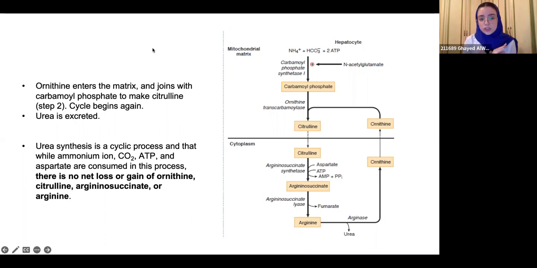So any questions about the cycle? I'm open to any question.